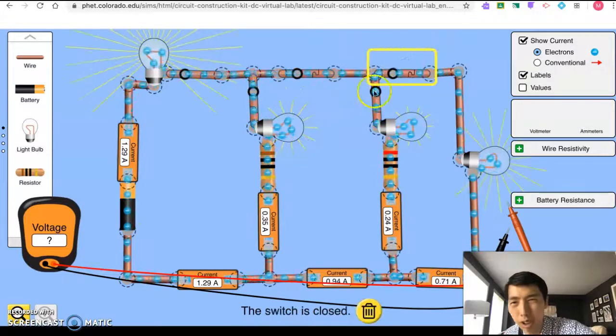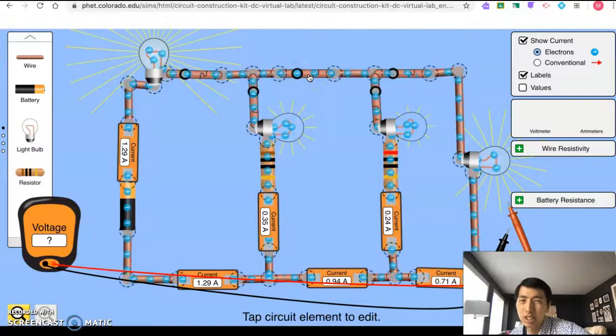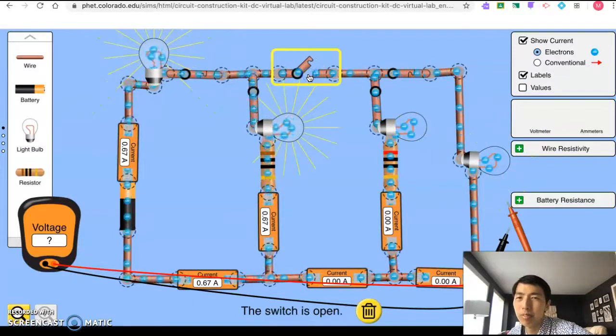All right, I got one more switch in here, which is right here. If I open this switch, it cuts off these two light bulbs. However, this one still remains on. So now I basically have turned my circuit into just one loop, a series circuit now. This switch here has now cut off both of these.